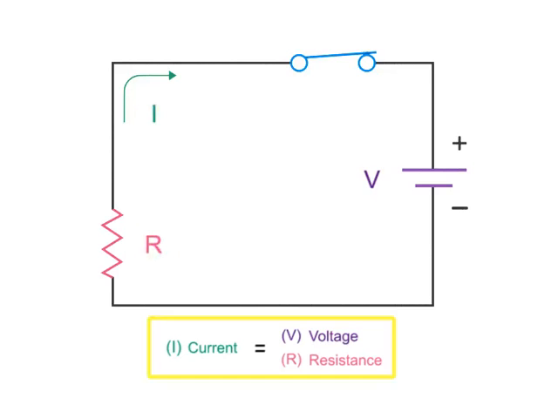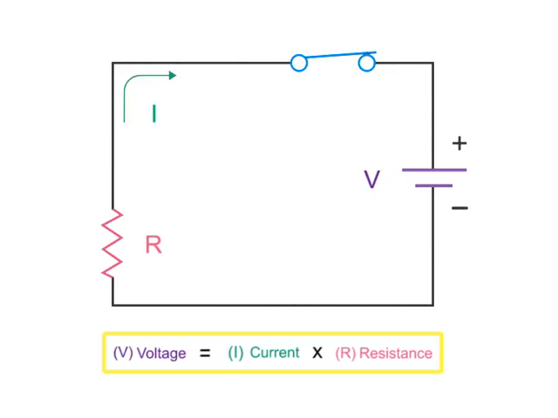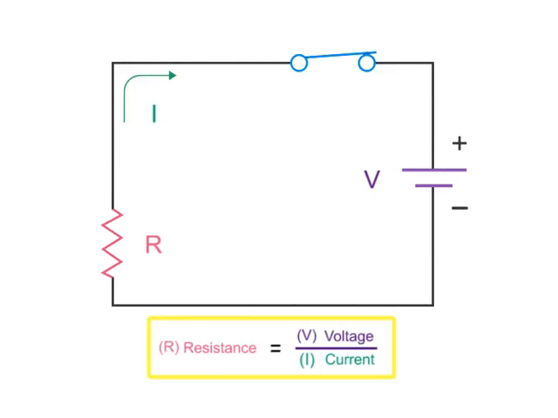This form of the Ohm's law equation allows you to calculate current when voltage and resistance are known. You can also rearrange the components in Ohm's law to solve for voltage, which is current multiplied by resistance, and for resistance, calculated when you divide voltage by the current flow of a circuit.